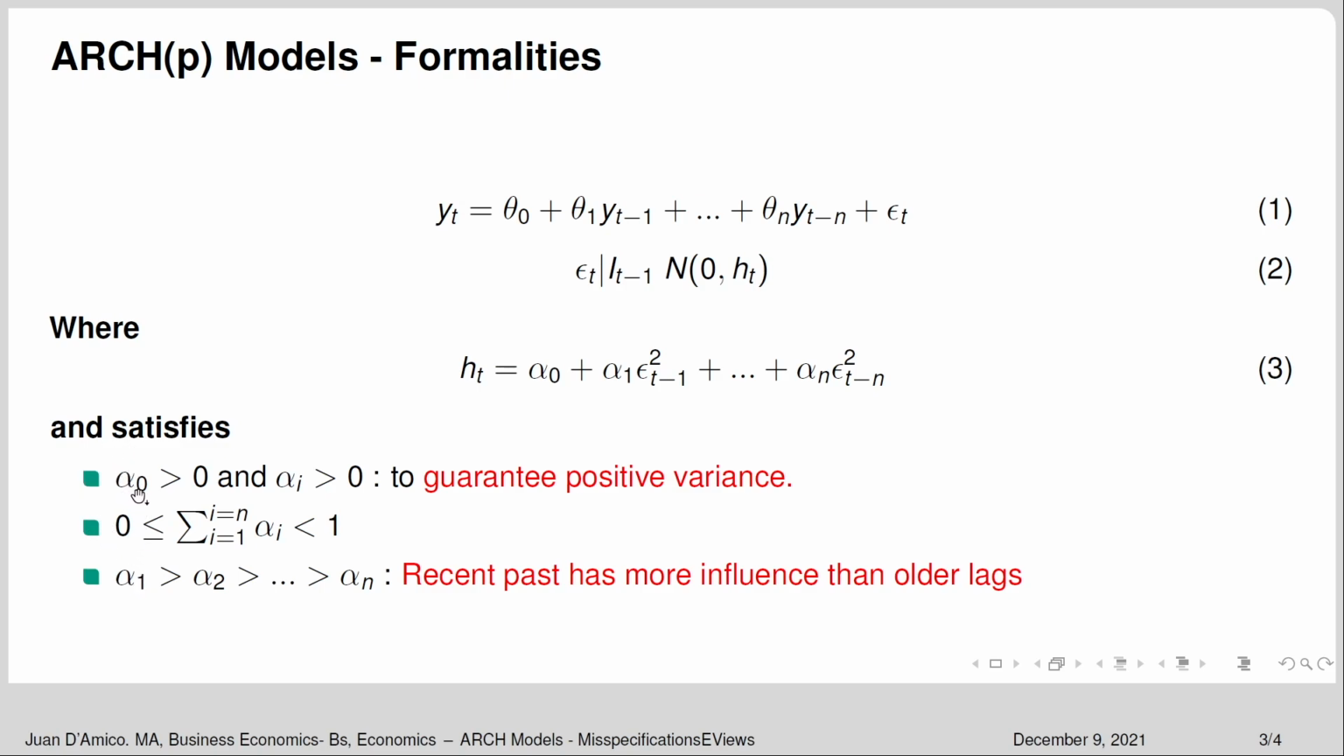As I mentioned, alpha 0 has to be bigger than 0, alpha 1 has to be bigger than 0, and all the other alphas that you include, so all the ARCH terms, have to be positive to guarantee a positive variance. The second thing is that when you add up all these ARCH terms, they have to add up to less than 1. If all your ARCH terms together make over 1, the unit, then you're going to be in trouble. And the last thing that I mentioned was that alpha 1 should be bigger than alpha 2 and bigger than alpha 3 and bigger than alpha n, because what we are saying here is that the recent past has more influence than older lags. So what happened yesterday will have more impact than something that happened maybe 10 years ago.